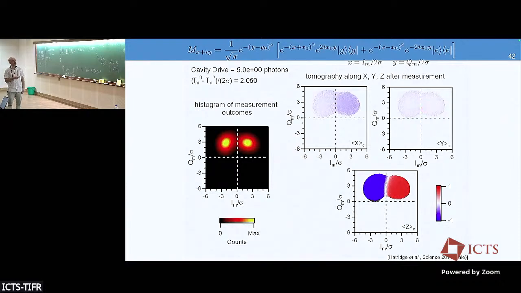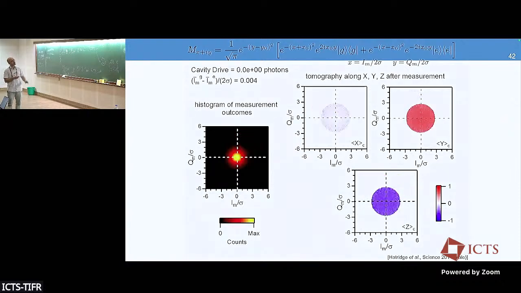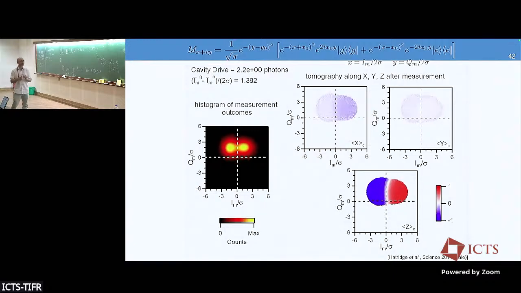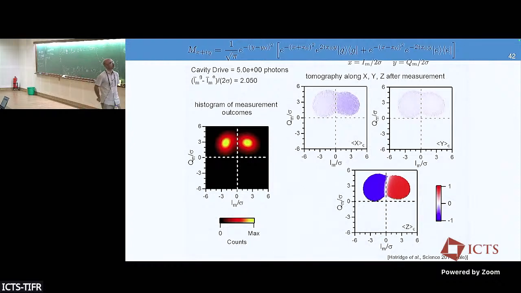If I play this movie again, notice the separation between the two blobs when these colors start to appear. Here the two blobs are very weakly separated, but that's already enough to qualify this measurement as non-weak anymore.